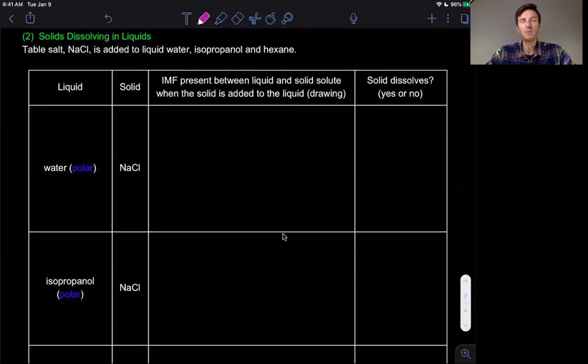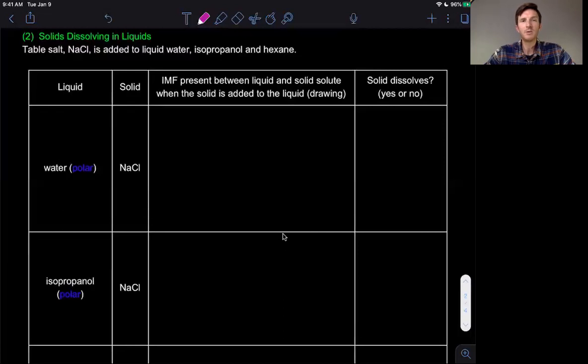And so now again, here we have an ionic compound, one we're fairly familiar with, sodium chloride, table salt. And let's say we add it into liquid water, isopropanol, and hexane. And what we want to look at is what kinds of attractions are present now between maybe a water molecule and sodium ions and chloride ions, and isopropanol and sodium ions and chloride ions, etc.